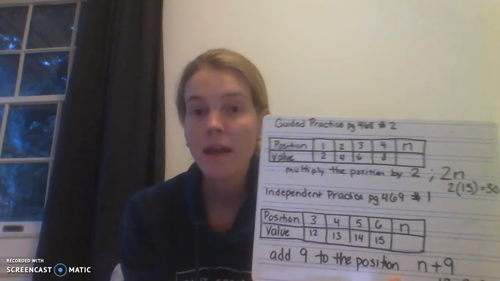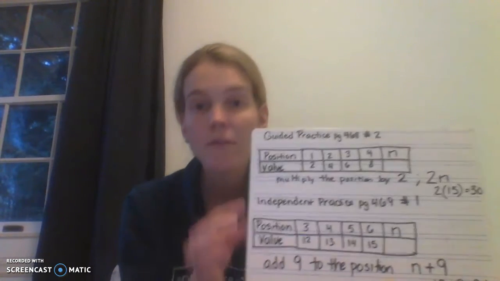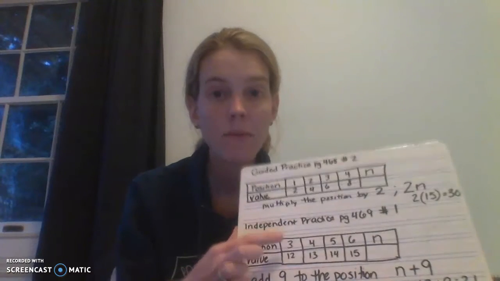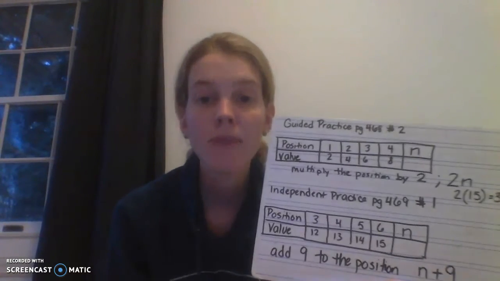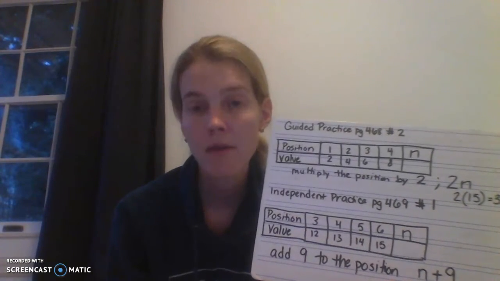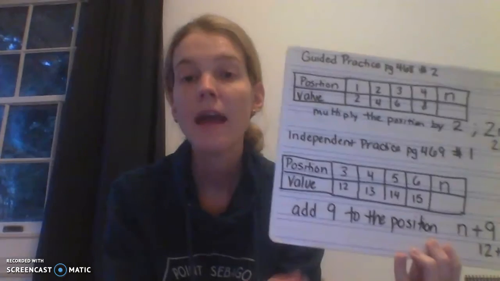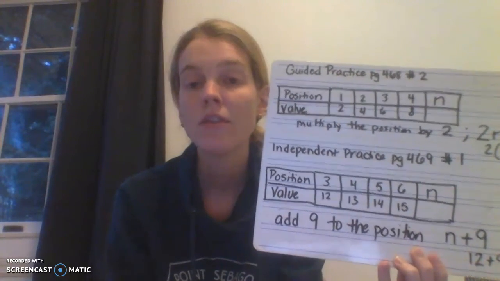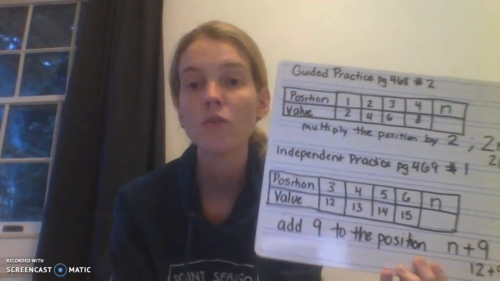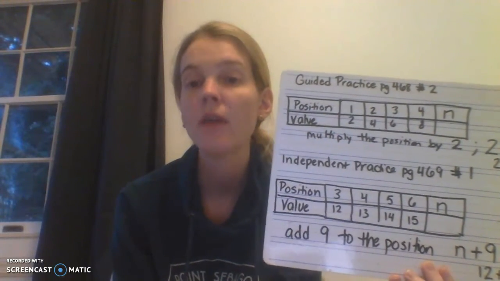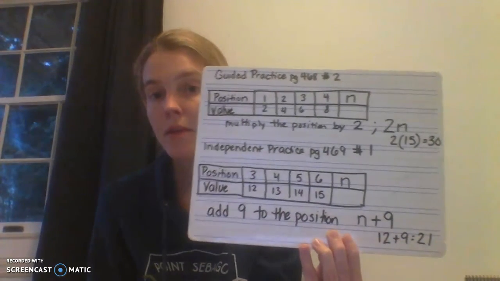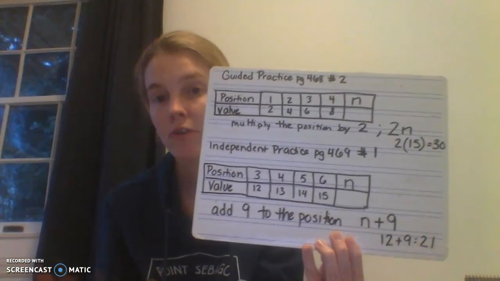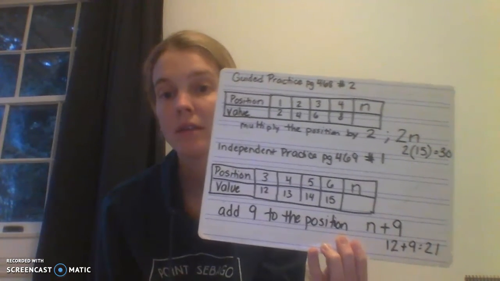Now they have the table written out for you, just like I wrote out here, and you have to figure out how am I getting from 3 to 12, how am I getting from 4 to 13, how am I getting from 5 to 14, what pattern am I figuring out here? And you'll notice that each time you're adding 9 to the position. 3 plus 9 equals 12. 4 plus 9 equals 13. 5 plus 9 equals 14, and so on. And then if you wanted to use symbols for that, you would do n plus 9 because you're adding 9 to the position. The position is just n plus 9.